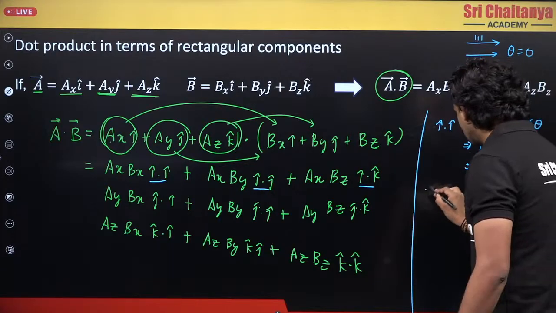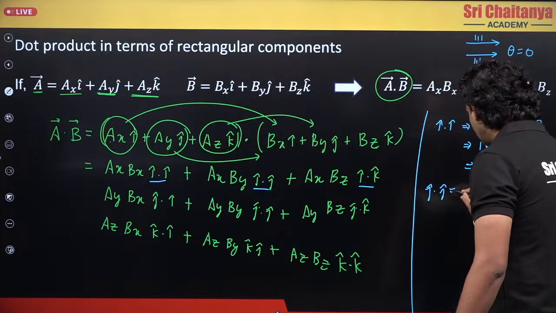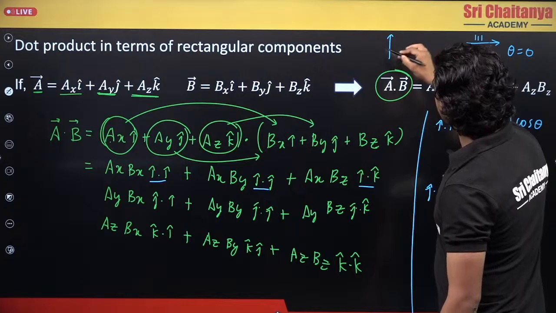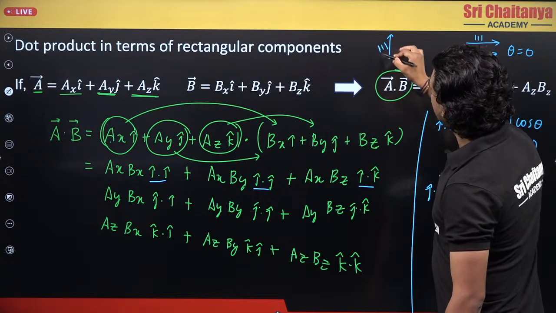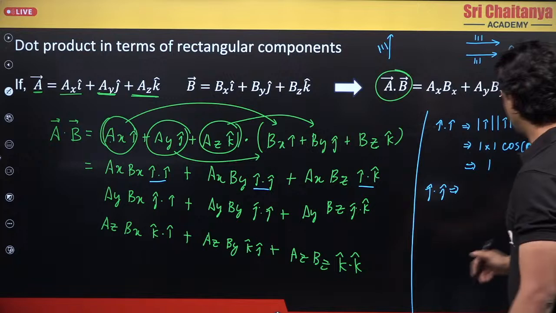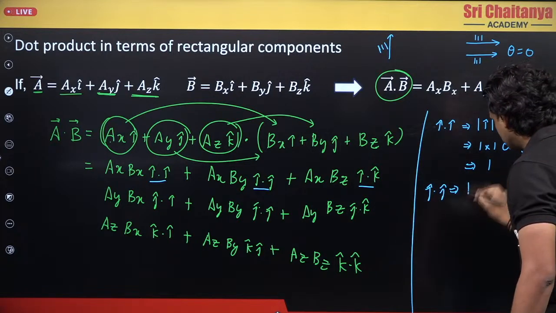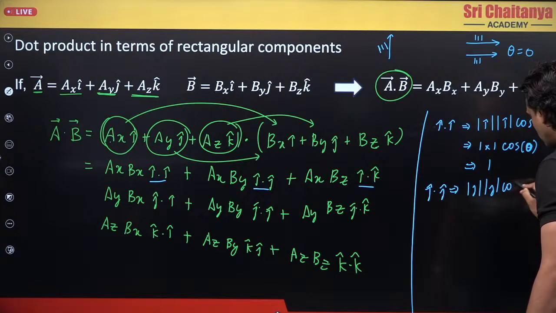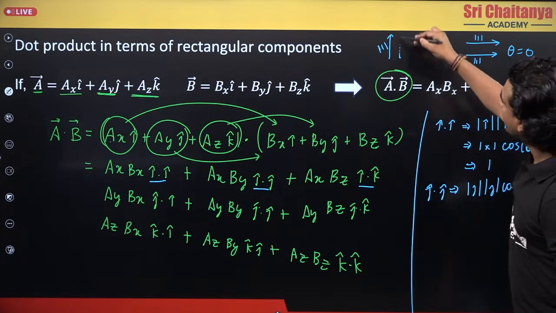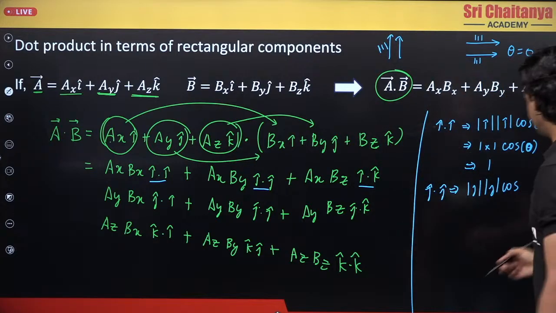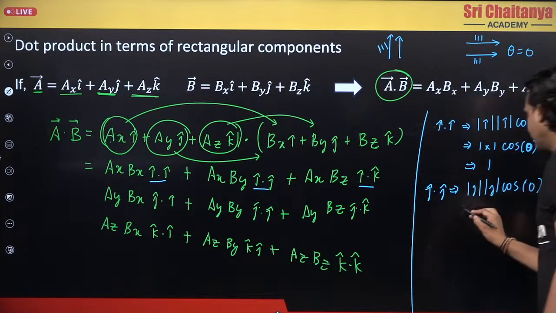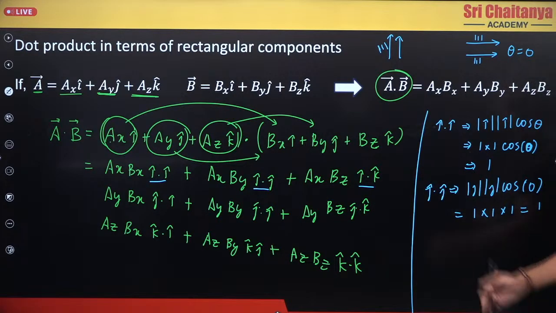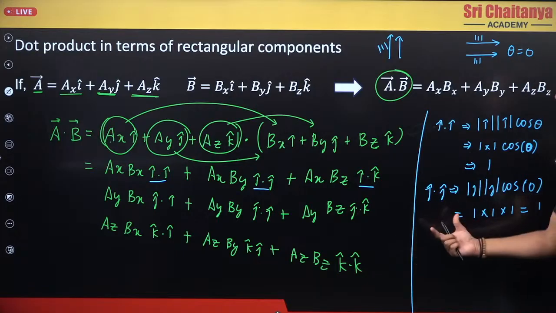Similarly, if I do j dot j, what is j? j is a unit vector along the y direction. A unit vector means the magnitude is 1 and the direction is along y. So I get mod A, mod B, cos theta. If I have 2 vectors along the y direction, the angle between them will be 0, so again cos 0. This will be 1 into cos 0, which is 1, so again I get 1. And similarly if you find for k also, you will get 1 only.